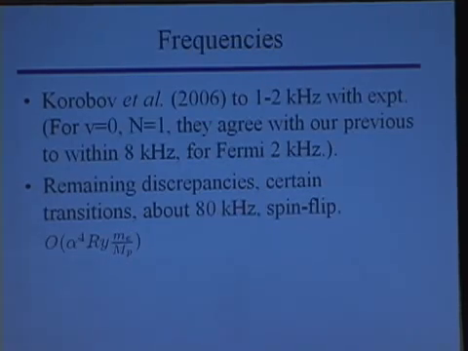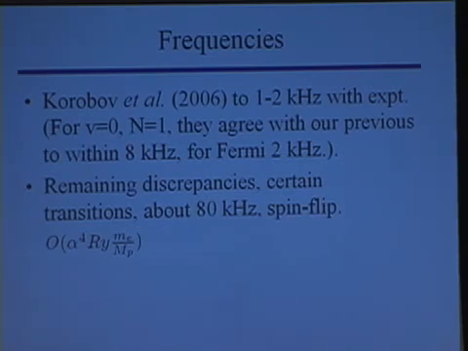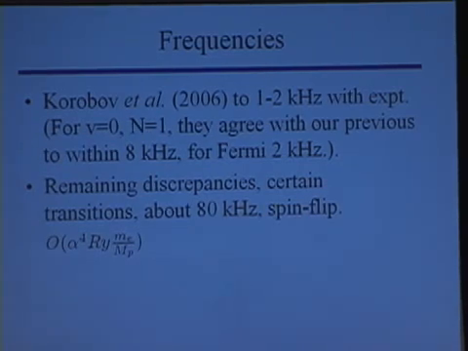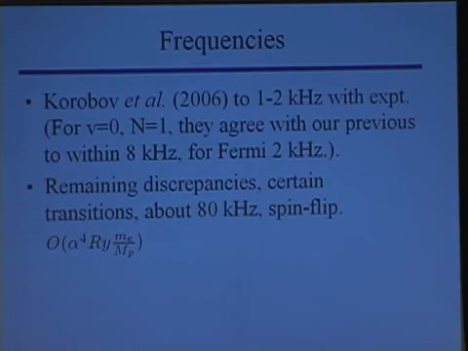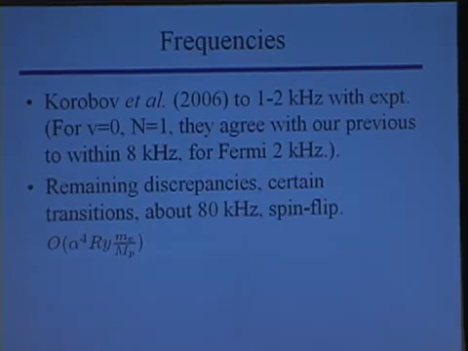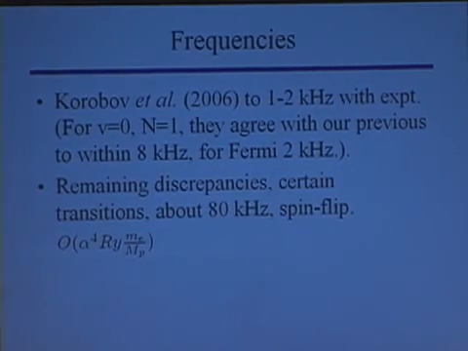An interesting new development is that Korobov has revisited this calculation and used the variational approach that Gordon mentioned. He actually gets good agreement with our earlier perturbation theory approach. So even though we had to wait almost 15 years, it's nice to have independent confirmation. There are still remaining discrepancies having to do with spin flip transitions, and I think Vladimir is looking at those.